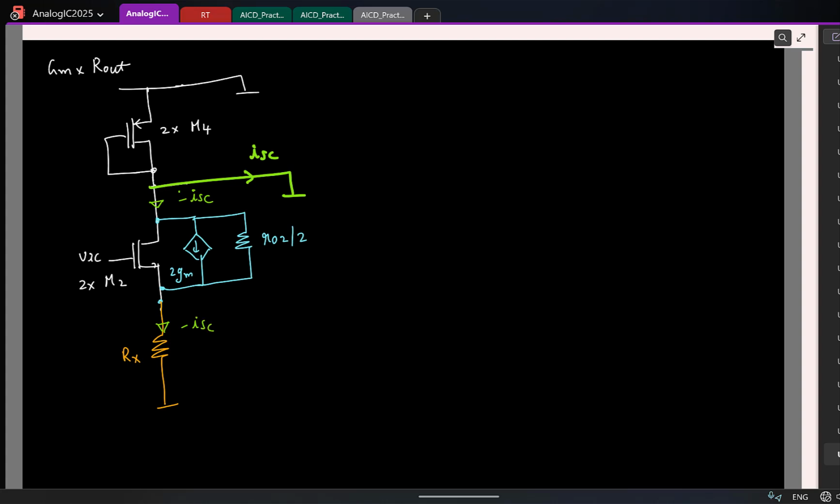Okay. So if I find, let us say if I call this Vx, so which means my Vx is minus ISC times Rx, or to find ISC I can say it's minus Vx by Rx. So my problem now boils down to finding this source voltage. The moment I know the source voltage, I can find the short circuit current, right? So let's see how we can do that. Maybe I'll copy paste this.